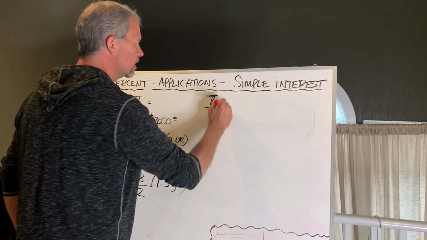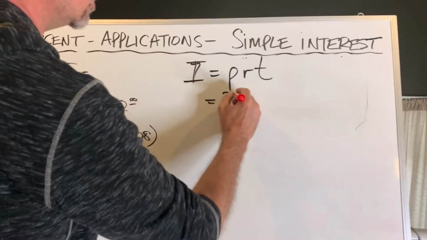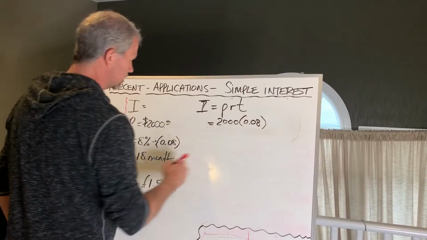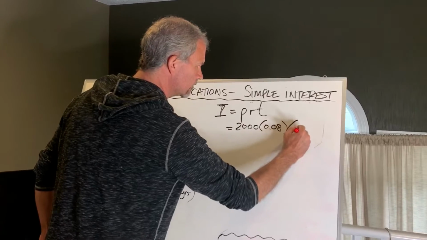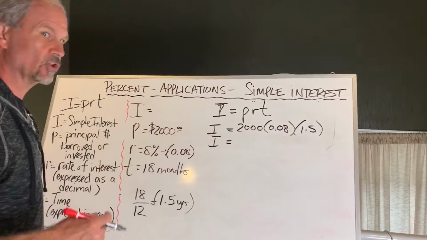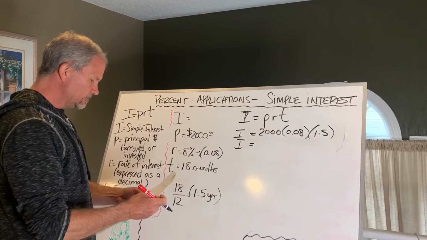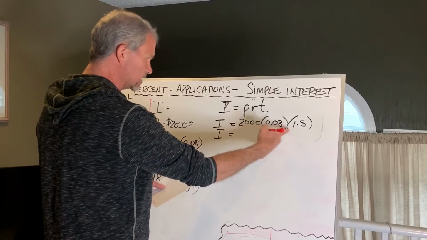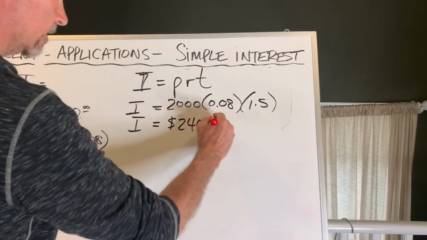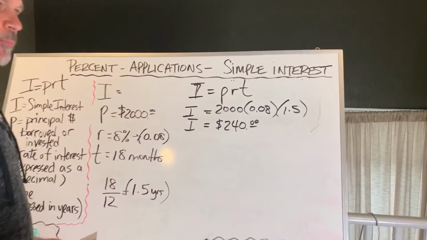That's my time. Okay, let's put it all together. I equals PRT. So simple interest is going to be my $2,000 times my rate of interest, 0.08, times my time, 1.5. This is how much it's going to cost me. It's called the cost of borrowing, right? It's going to cost me to borrow money. How much is it going to cost me? Well, 2,000 times 0.08 times 1.5 is going to be $240, okay? I already did this one before. Don't think I know what this is in my head. So $240 it costs me to borrow.